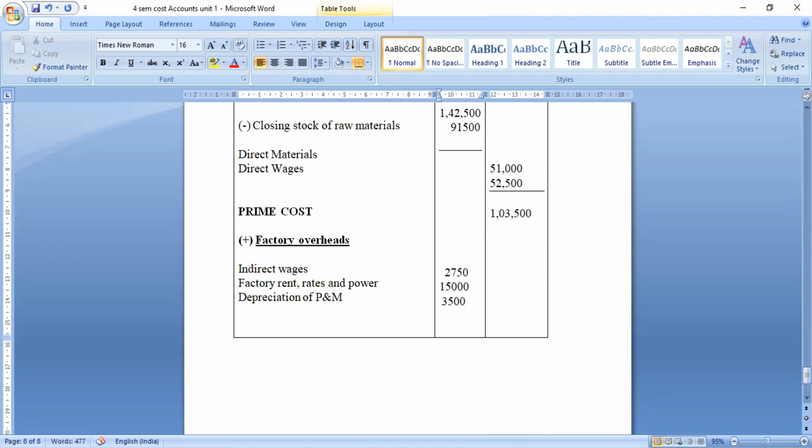So now do the total. Put the total in the inner column. How much is it? 15, 3,500, 18,500 it will be. So this way you must do the total now. It comes to 2,750 plus 15,000 plus 3,500. So that will be 21,250.